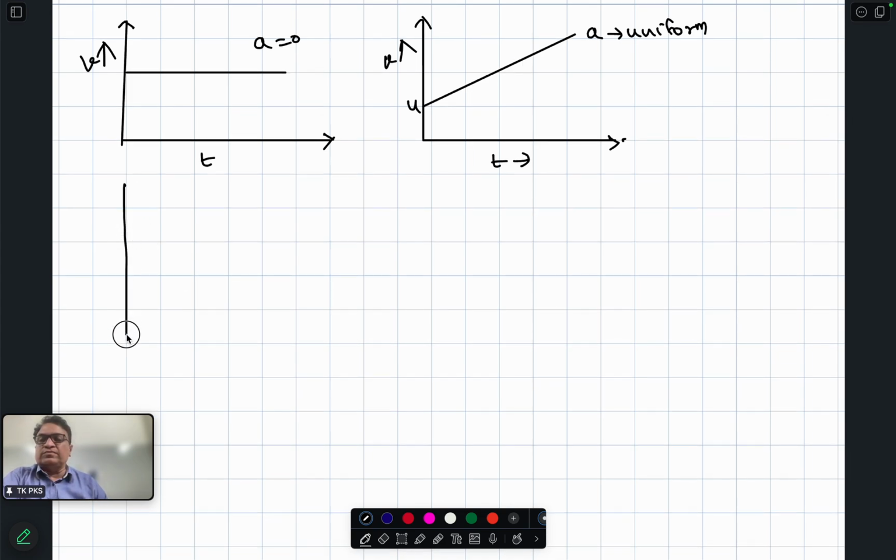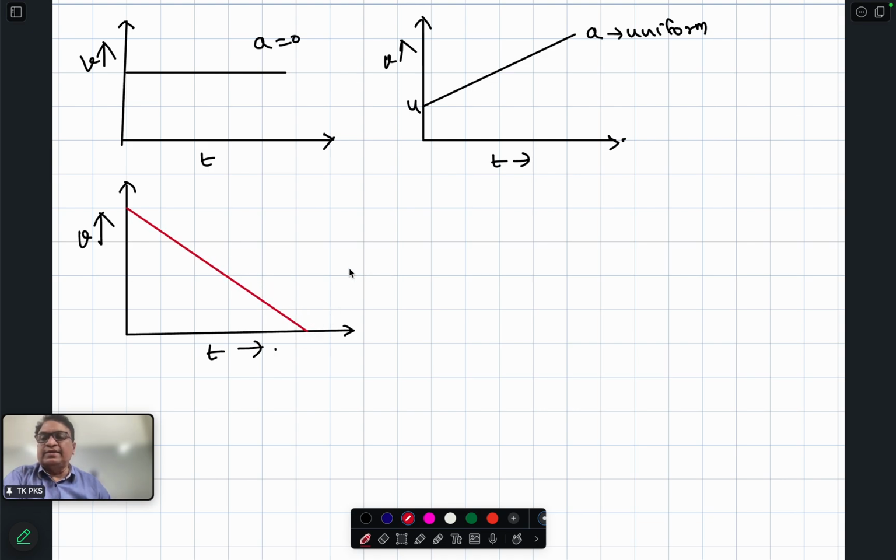Another velocity time graph. This is a special graph like this. In this case, slope is negative. So, negative acceleration. Negative acceleration is also called deceleration. So, it has some initial velocity, finally coming to rest.